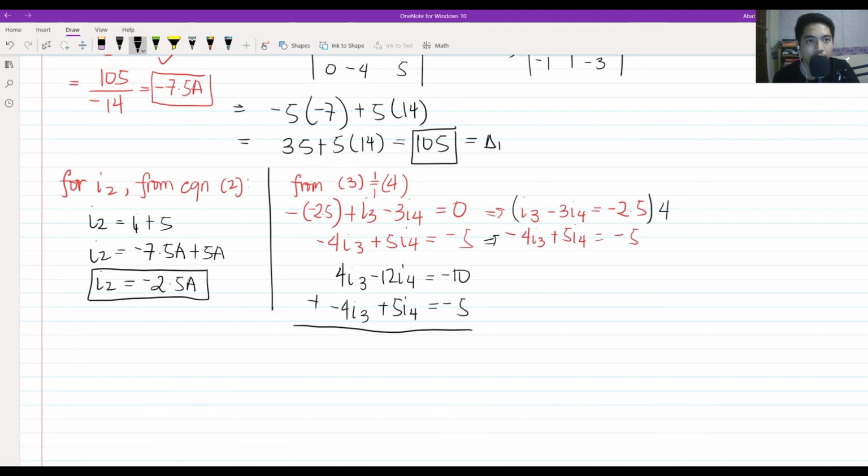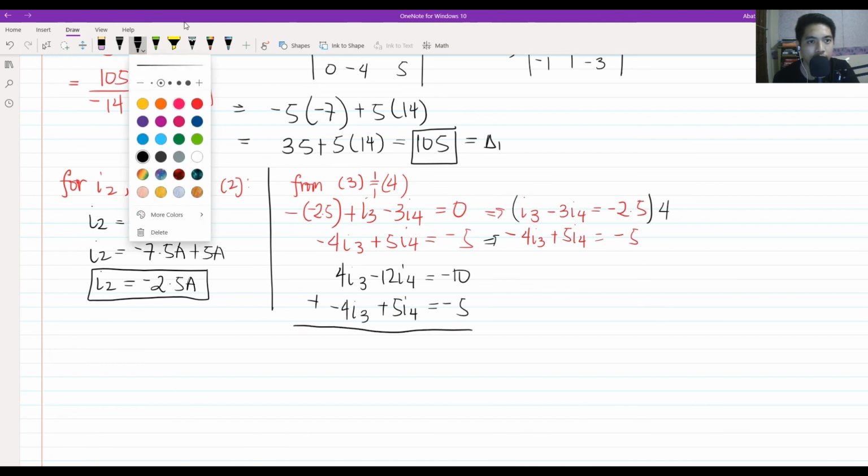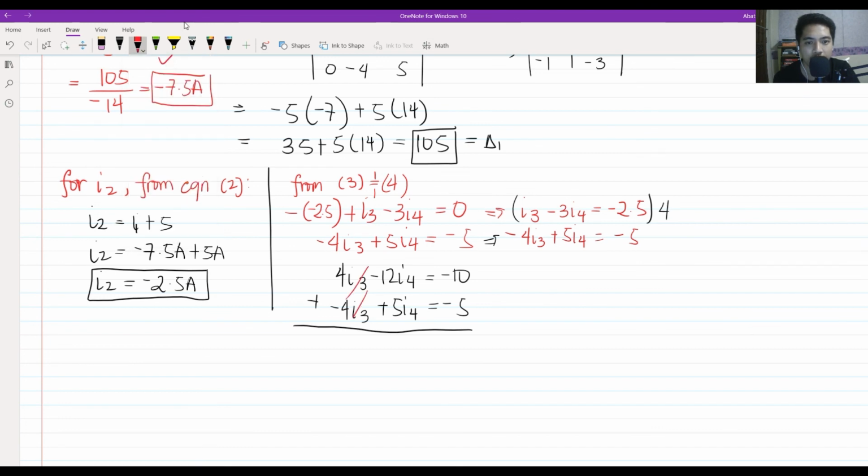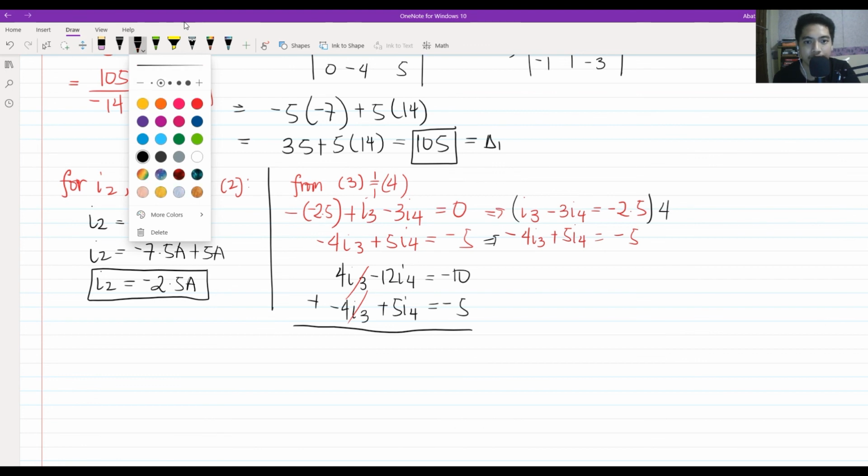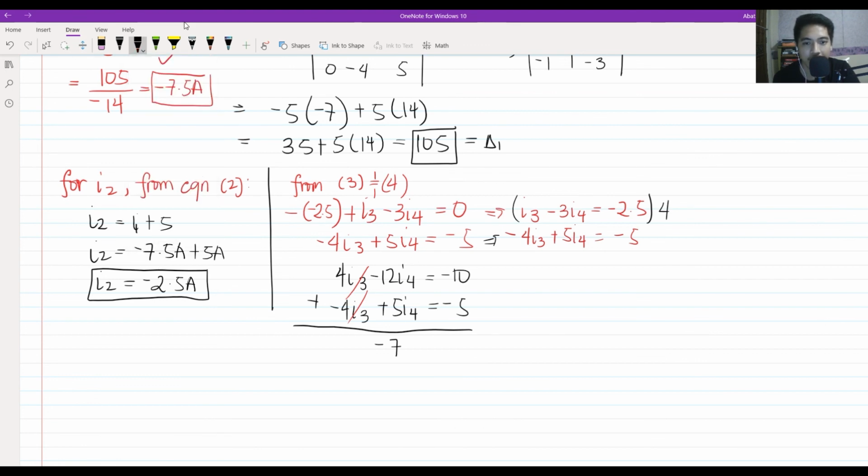So we add them. We know that these two values would cancel. So we are now left with negative 7 I sub 4 equals, we have to add this, negative 15. So our I sub 4 would be negative 15 all over negative 7. Upon computing that, that should be positive 2.143 amperes. So we already solved I sub 1, I sub 2, and I sub 4.